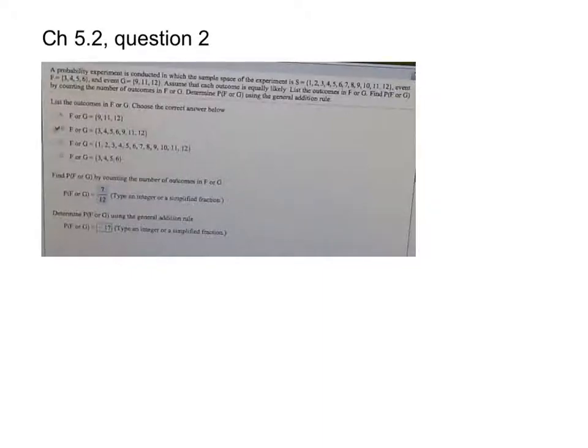Okay, here's a question. This is question 2 from chapter 5.2. And this one's confusing only because of the wording. It's kind of overly theoretical, but you have a sample space in which you have the numbers 1 through 12. So that's 12 different outcomes. What you can imagine is like rolling a 12-sided die.